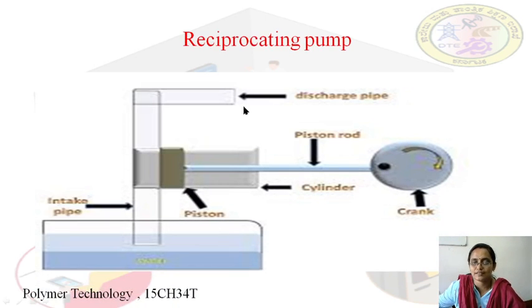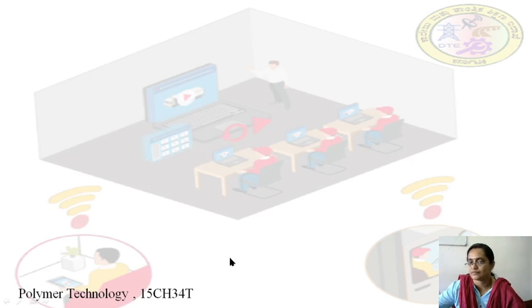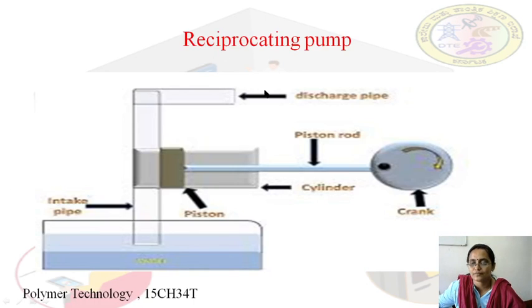This is a schematic diagram of a reciprocating pump. We have the sump here, where the water or fluid which has to be pumped is. It has a crank which is rotated using an electric motor. It is connected to a piston, and the piston moves inside a cylinder. This is the piston rod. The piston moves forward and backward in the cylinder.